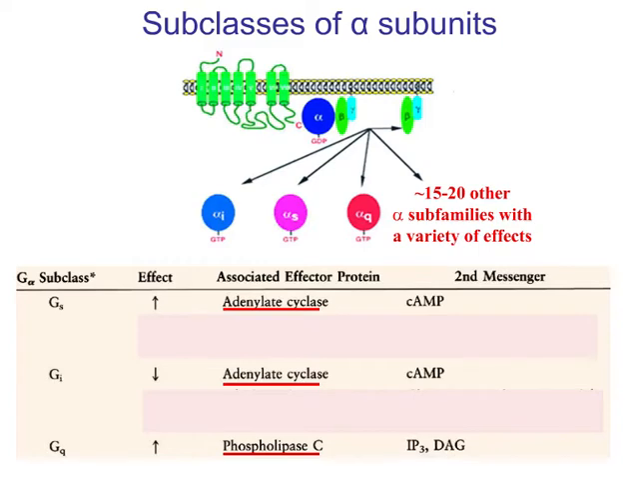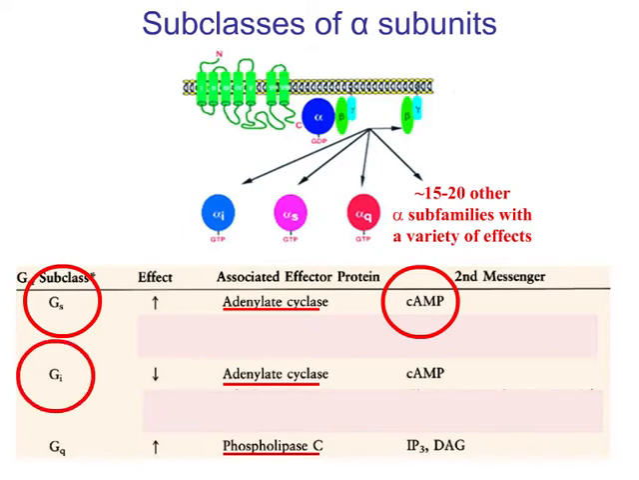There are approximately 20 different subclasses of heterotrimeric G-proteins, primarily differing in the alpha subunit's ability to contact a variety of effector molecules or enzymes. The three primary alpha subunit families are G-alpha S, which stimulates the activity of adenylate cyclase to raise intracellular cyclic AMP levels. The G-alpha I subfamily inhibits adenylate cyclase and reduces intracellular cyclic AMP levels.